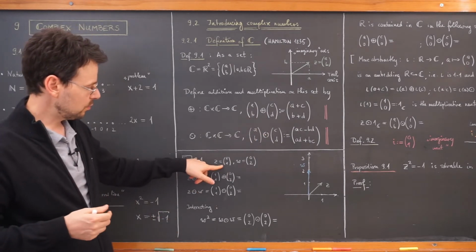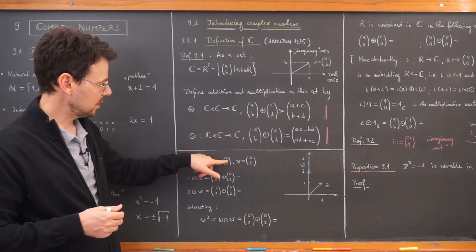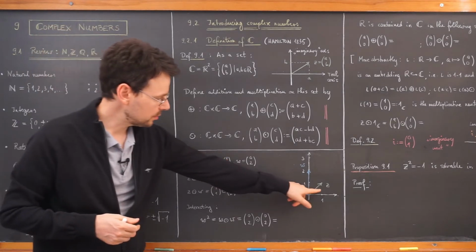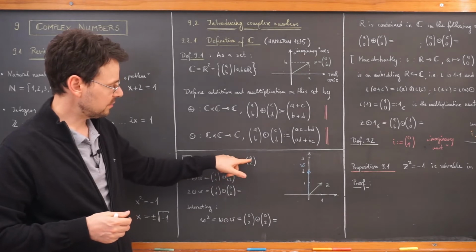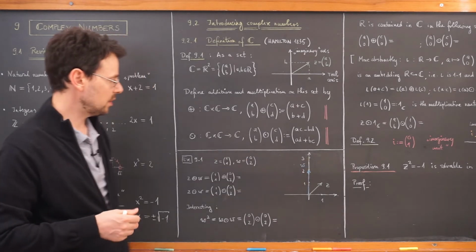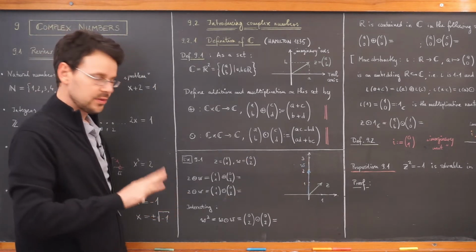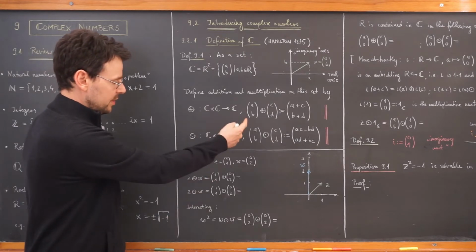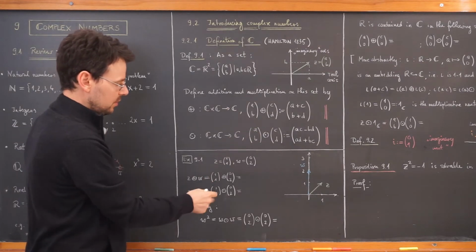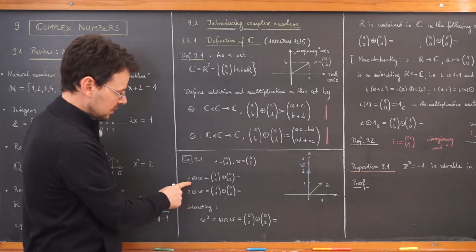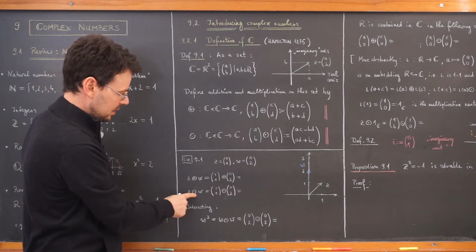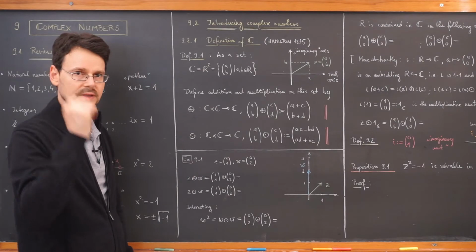So given our 2 complex numbers, z is the vector (1, 1), which you see here, and w is the vector (0, 2), which you see here. And now you should stop the video and familiarize yourself with these 2 definitions and simply compute z plus w and z times w. Please do that.